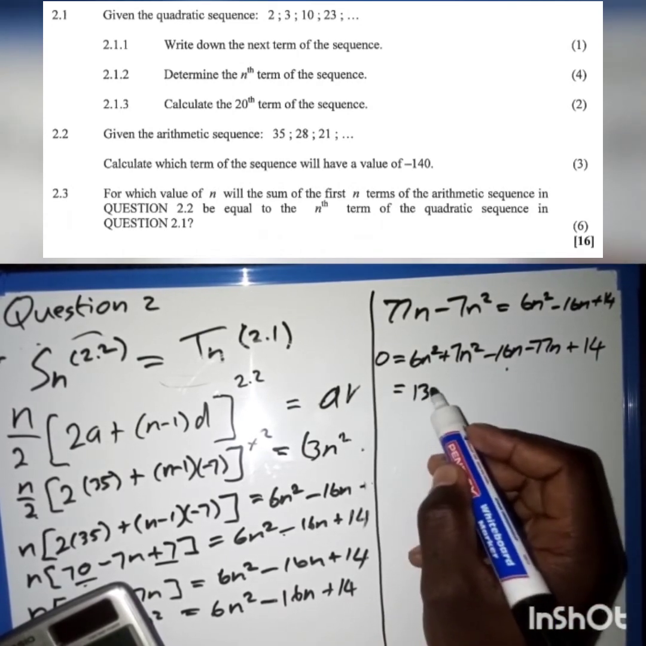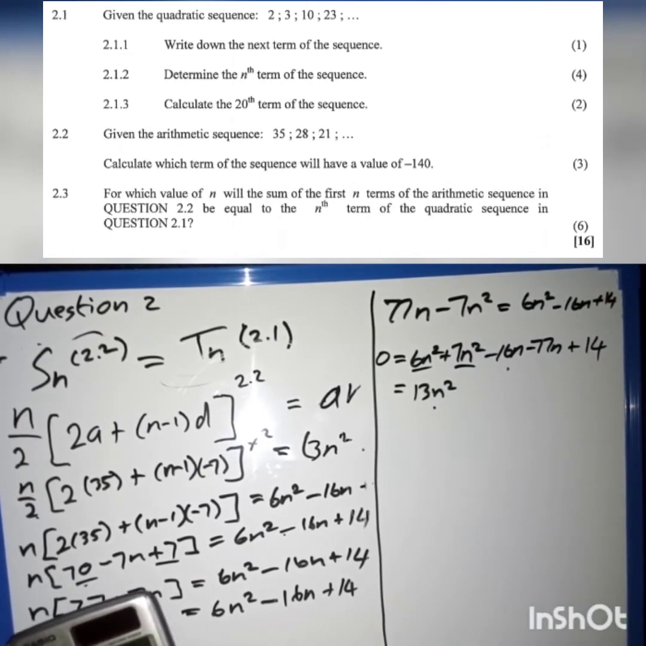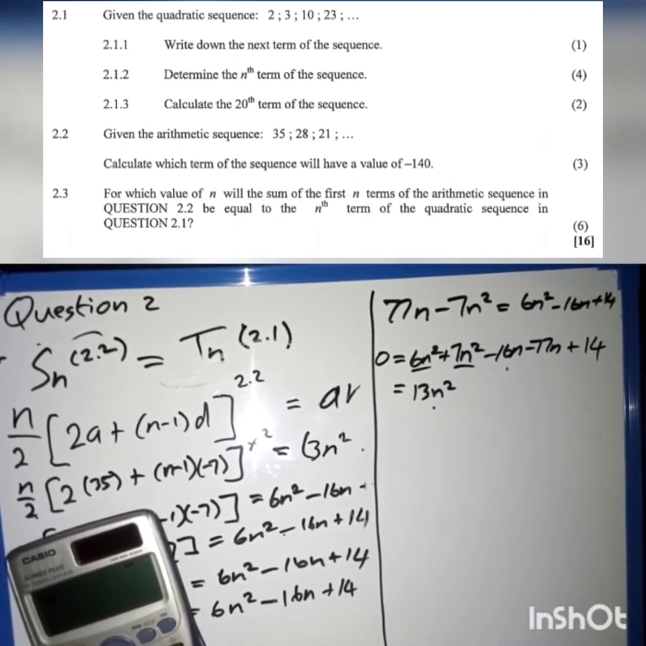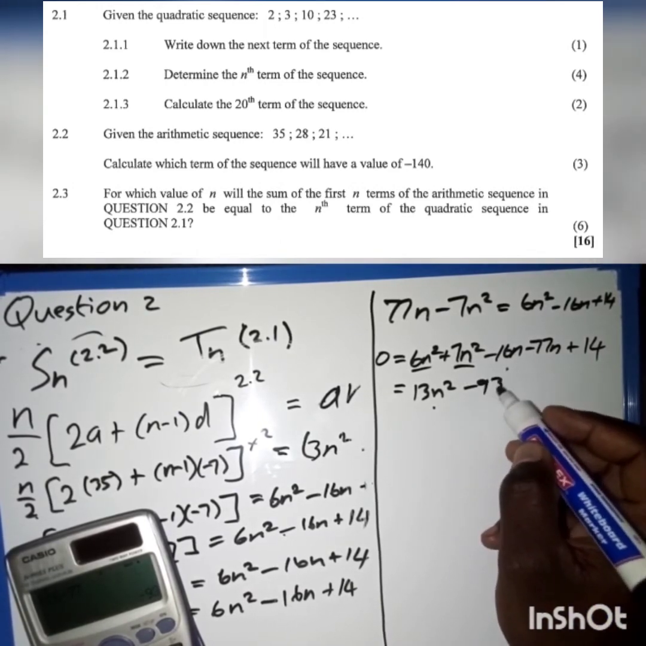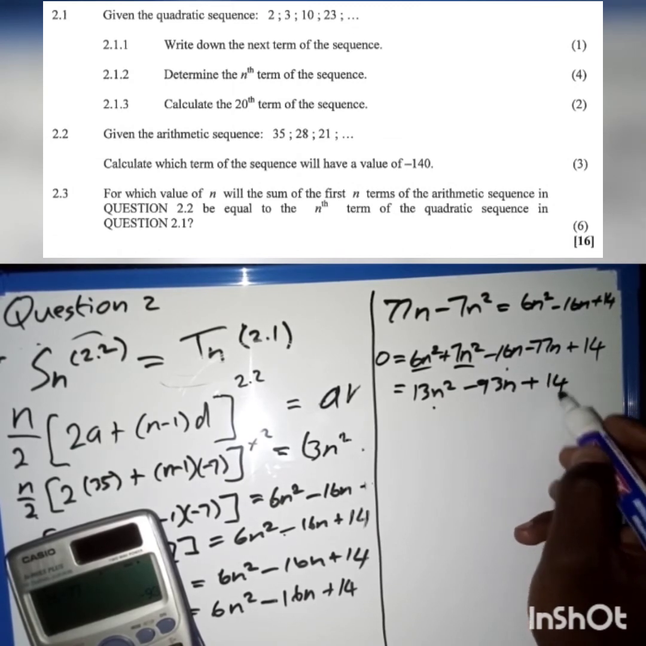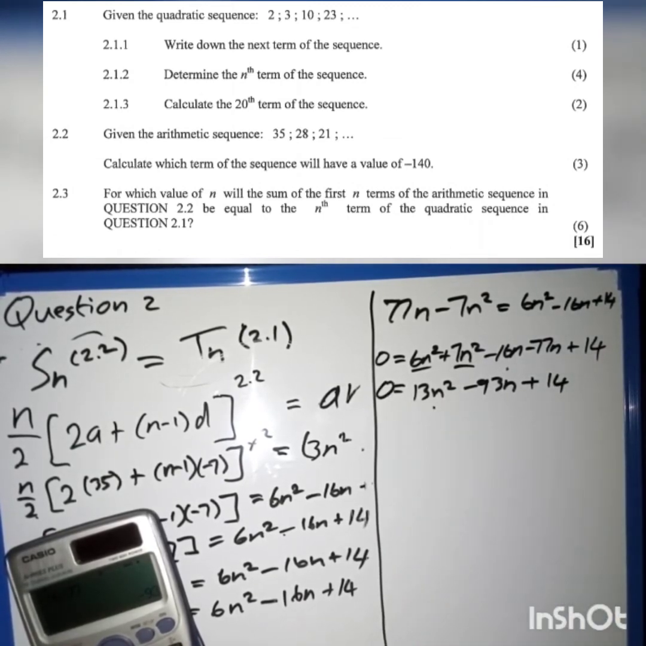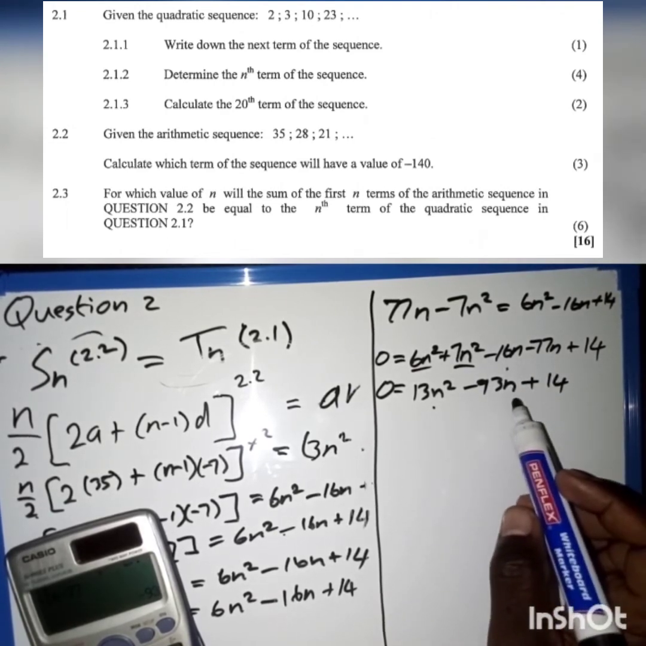And then, well, add like terms. This will give me 13n squared. This plus this is this. And then minus 16 minus 77 gives me negative 93n, and here I've got plus 14. So this is the equation I get. So to carry on there, I have to what? Solve for n. I have to factorize this and solve for my n.